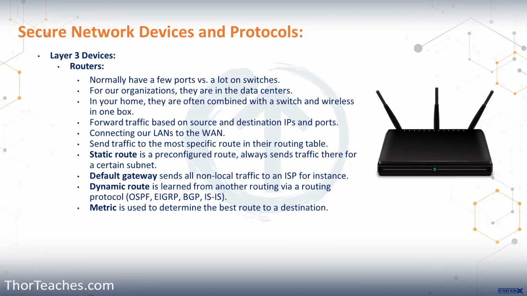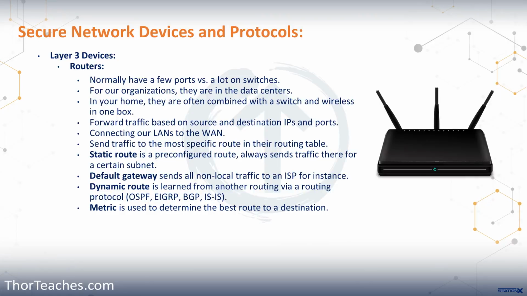And since routers are layer 3 devices, that means that they forward all traffic based on the destination IP and ports. Routers are what we use to connect our local area network to the wide area network. And in most cases, with very few exceptions, the inside IPs on the routers are private addresses. The outside IPs have to be public addresses. Remember, private IP addresses get dropped at the router border when they exit to the WAN. Private addresses are only used internally.